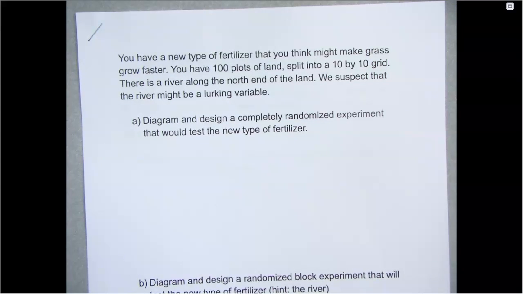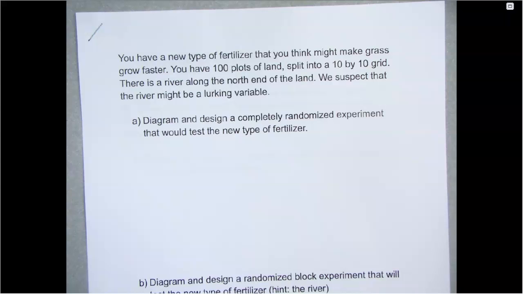Okay, so for this one, what I'm trying to say in the stuff up there is you have a 10 by 10. I'm not going to draw a 10 by 10 because you get the point with a 5 by 5. You've got 100 plots of land. I know I only drew 5 by 5, but imagine it's 10 by 10. And you've got a river up here. That's my river. And we're going to go through three different types. The river doesn't matter for the first type, but it does for the second.